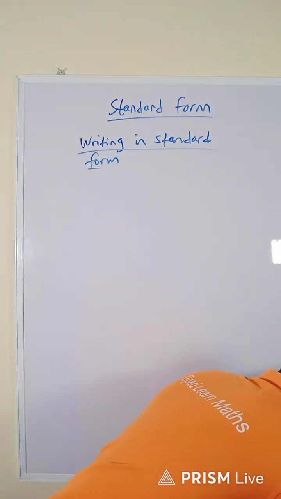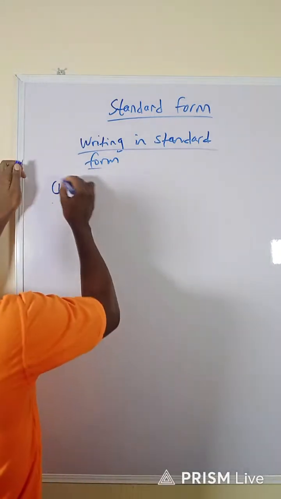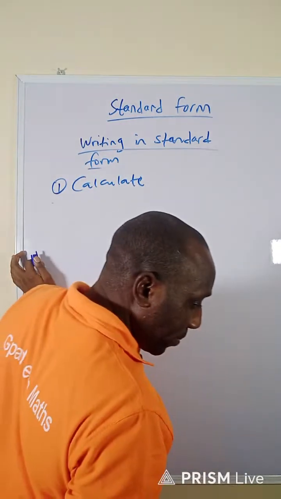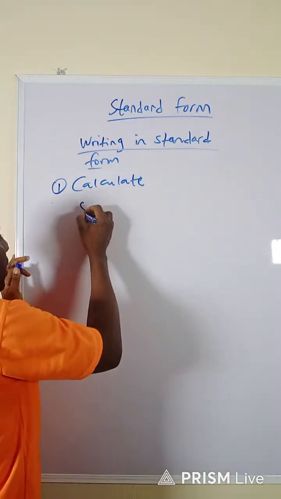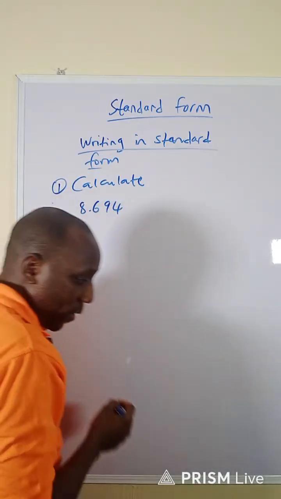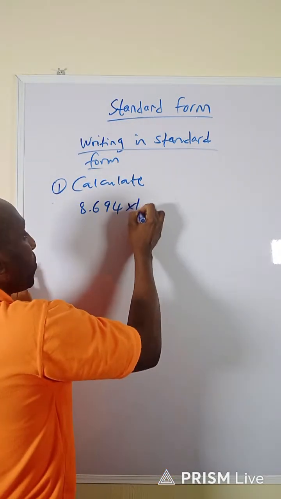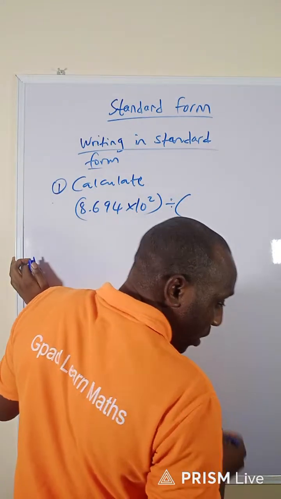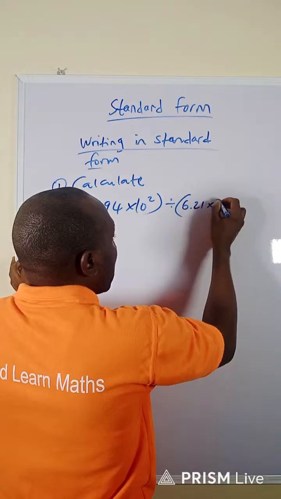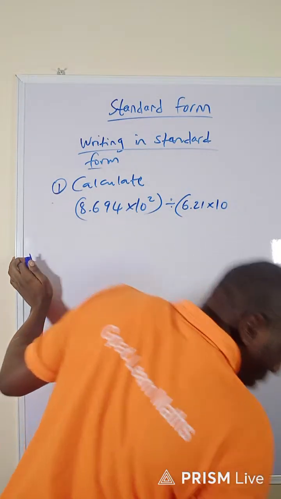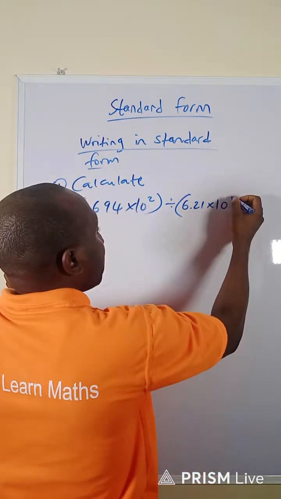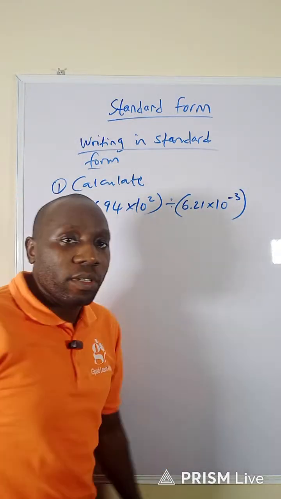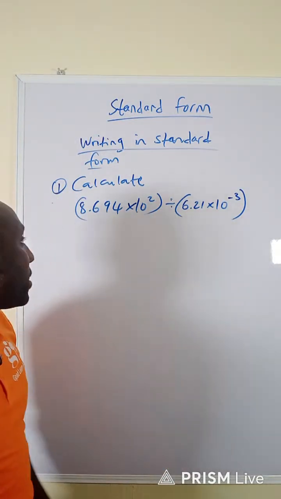Like I said, we'll be looking at some other examples. So let's do this, guys. Calculate 8.694 times 10 raised to the power of 2, divided by 6.21 times 10 raised to the power of negative 3. Very interesting question.